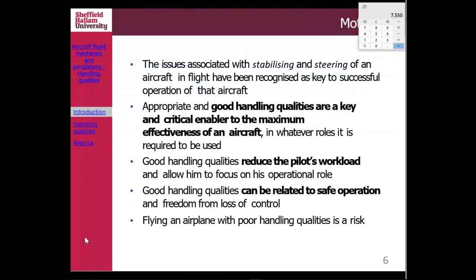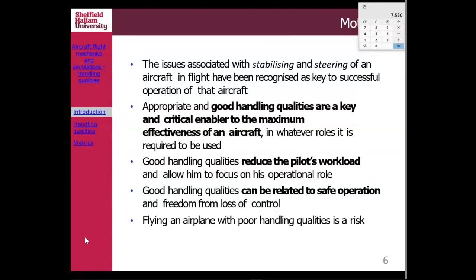But obviously, as you know, good handling qualities are the key and critical enabler to the maximum effectiveness of your aircraft. Now, when we talk about how the pilot completes the task, it is about how he or she controls, stabilizes and navigates the aircraft. That's why the issues associated with stabilizing, steering and navigating are very much related to how good the handling qualities are that could be performed by the pilot.